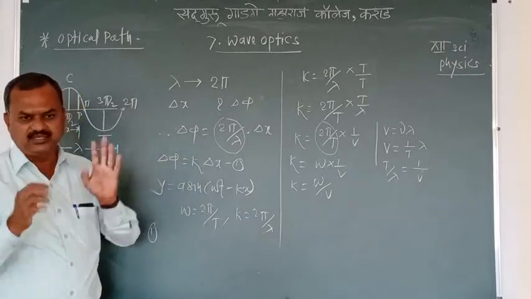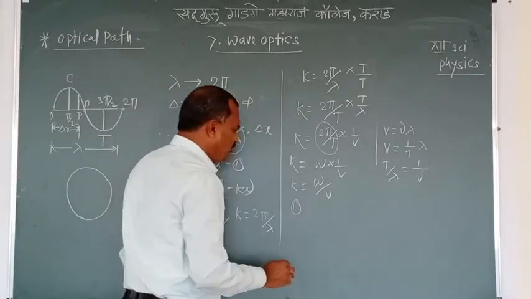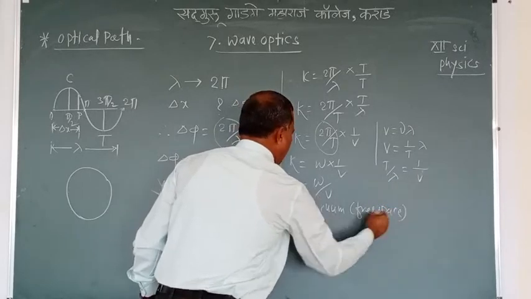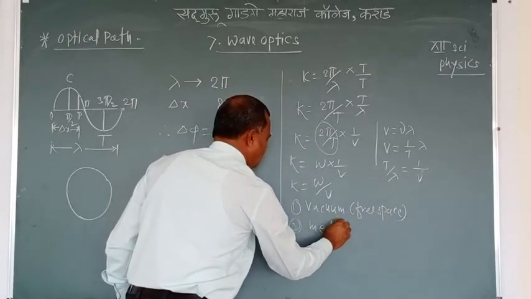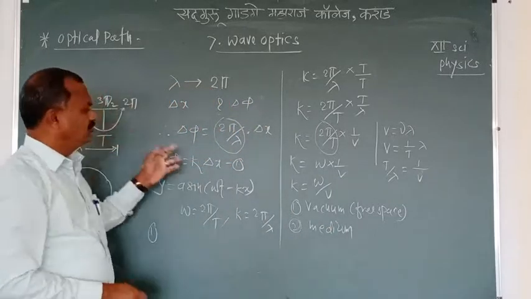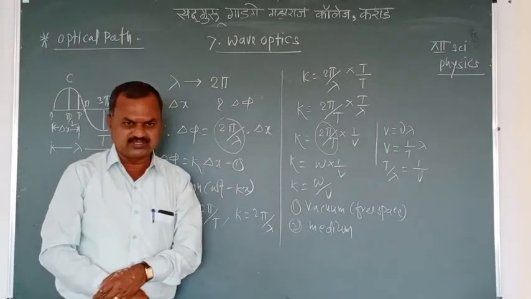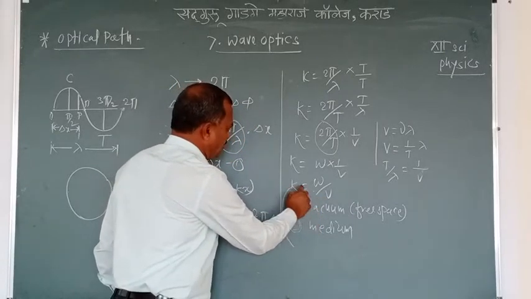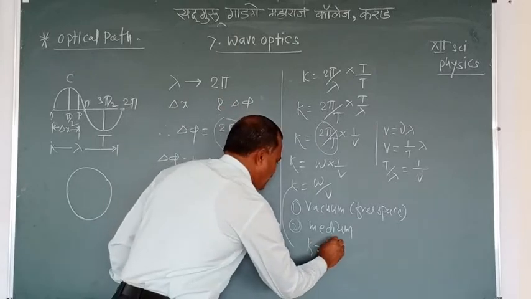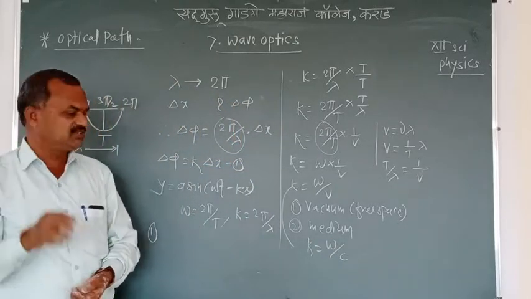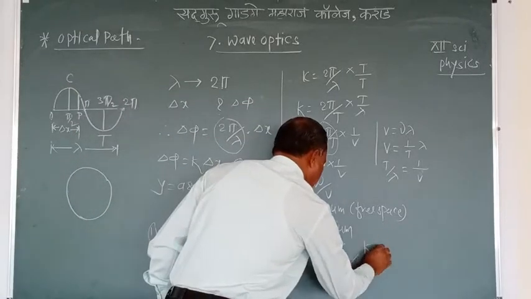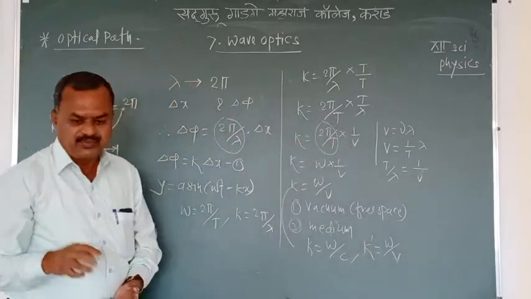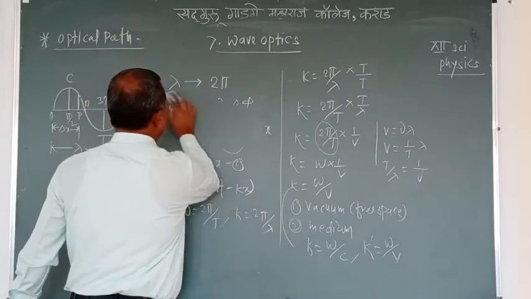Suppose this wave is traveling in two media, one in vacuum, that is free space, and second in a medium. If this wave travels through vacuum as well as through a medium, then for that wave we can take this formula like this. In case of vacuum, k can be written as k equal to omega divided by c, where c is the velocity of light in free space or vacuum, and in the medium, k dash equal to omega divided by v, where v is the velocity of light in the medium.